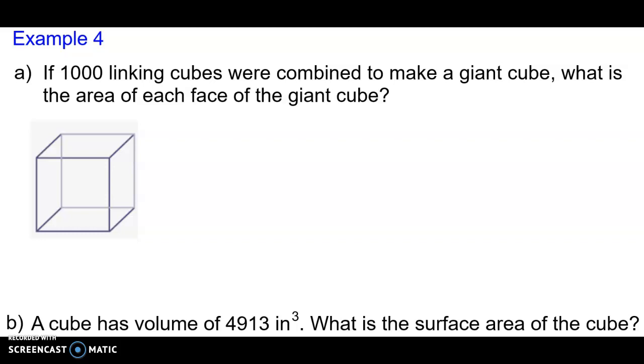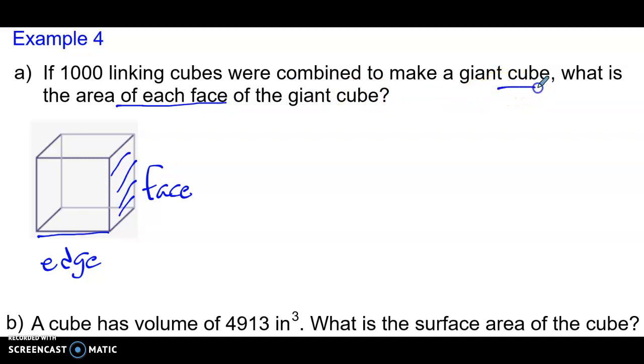Example 4. If 1,000 linking cubes were combined to make a giant cube, what is the area of each face of the giant cube? So in this example, we're going to be talking about a couple of different things. If we look at just the dimensions across the front, we refer to that as an edge. When we look at one complete side, we consider that a face of the cube. So if we look at this particular question, they want to know what the area of each face is.